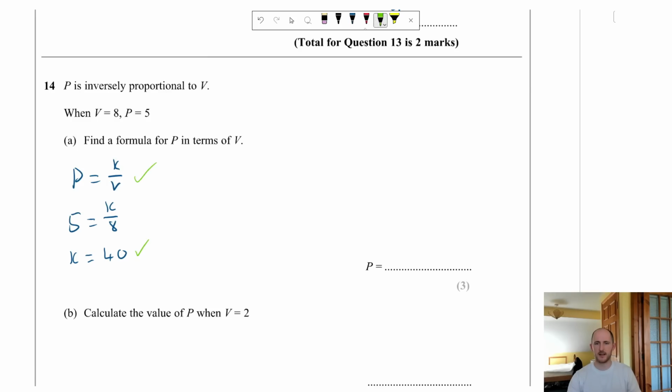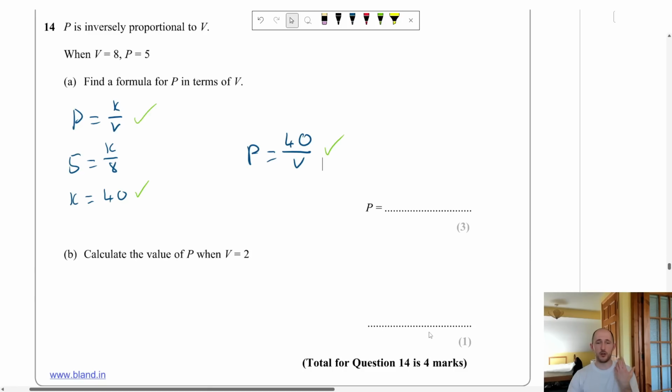How easy is this? The last mark is simple. It's just for writing the formula. P equals 40 over V. Beautiful. Now, sometimes they're giving you an extra mark here. Normally, there's only one part, which is when V equals 8, P equals 5, calculate the value, in which case you get the third mark for doing the calculation. But in this case, you get a free mark.